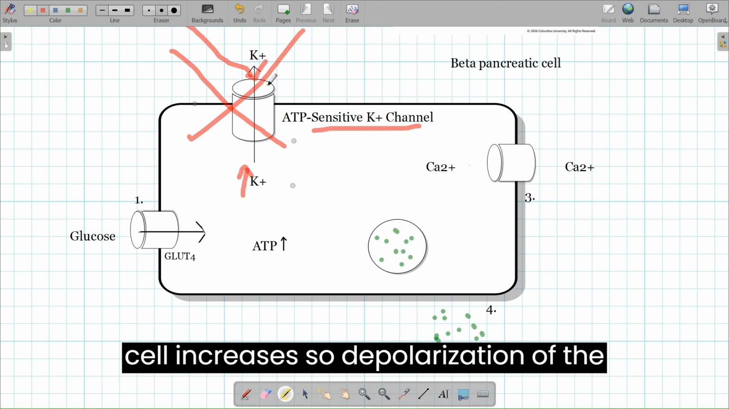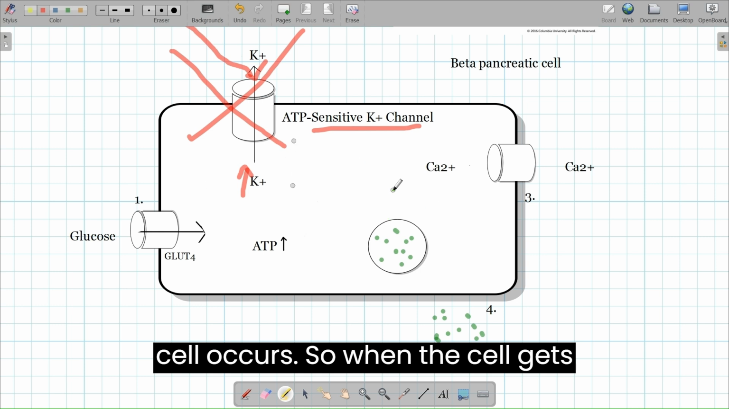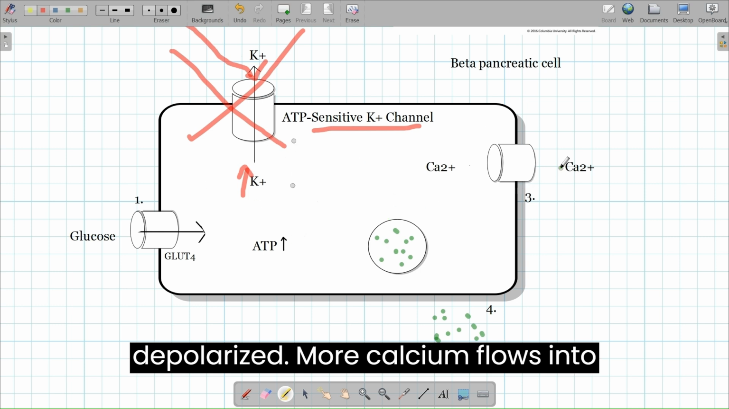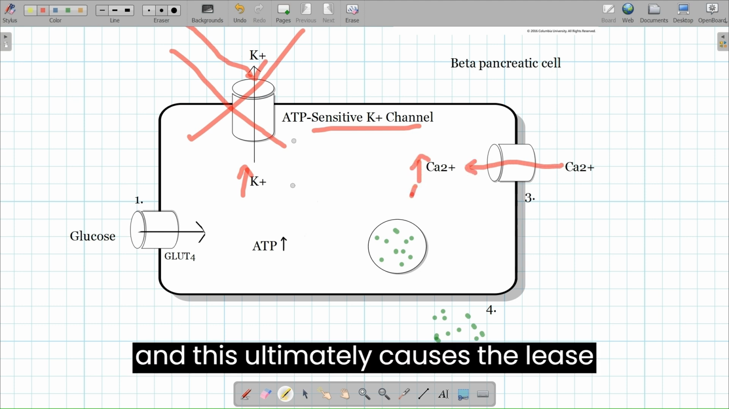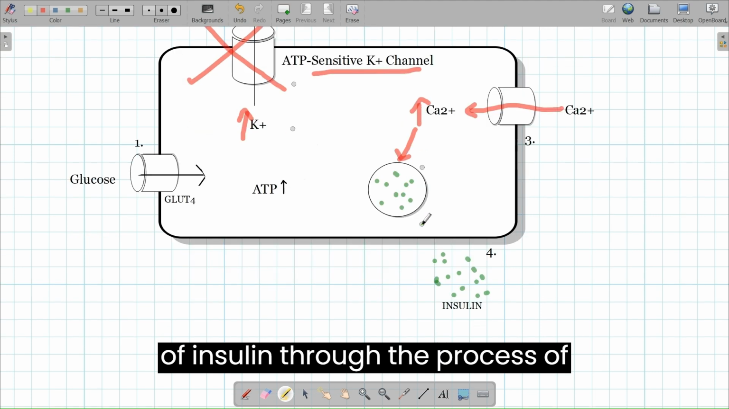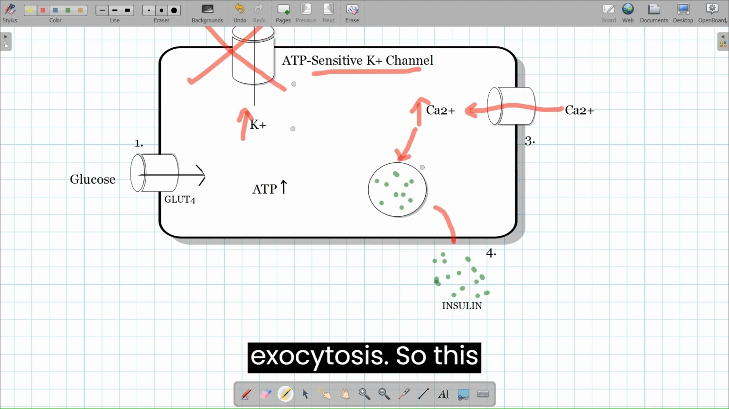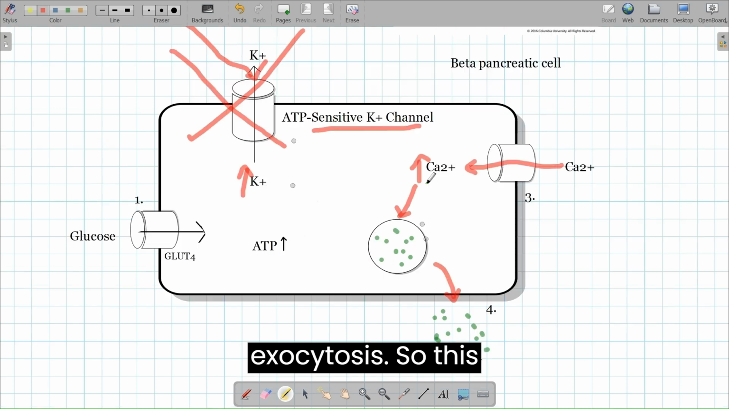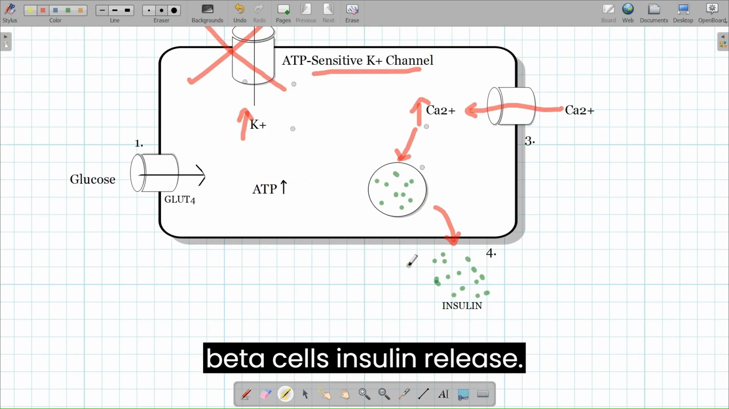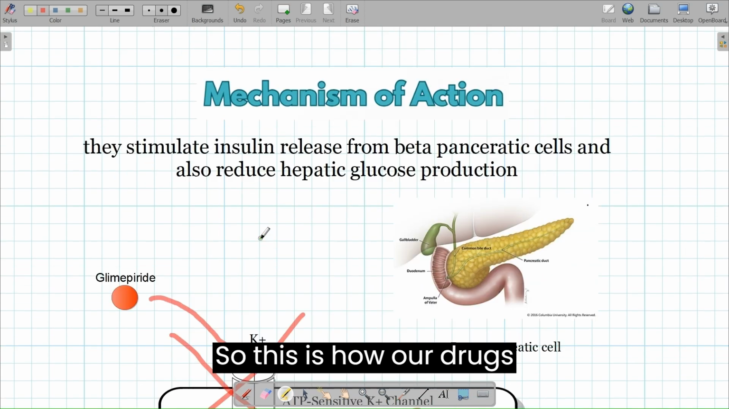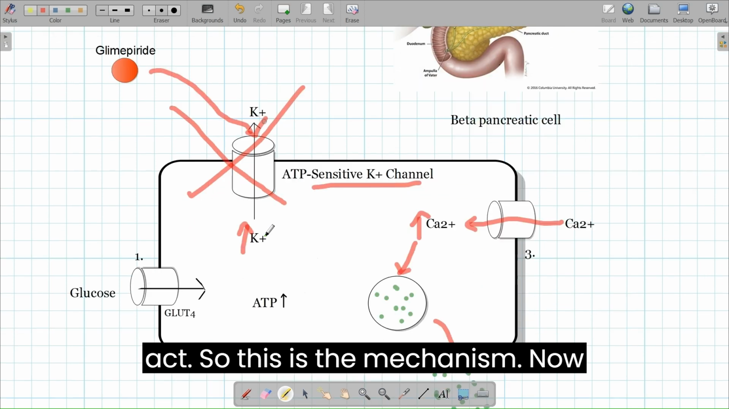So depolarization of the cell occurs. When the cell gets depolarized, more calcium flows into the cell, calcium level increases, and this ultimately causes the release of insulin through the process of exocytosis. So this drug indirectly increases the beta cells' insulin release. This is how our drugs act. This is the mechanism.